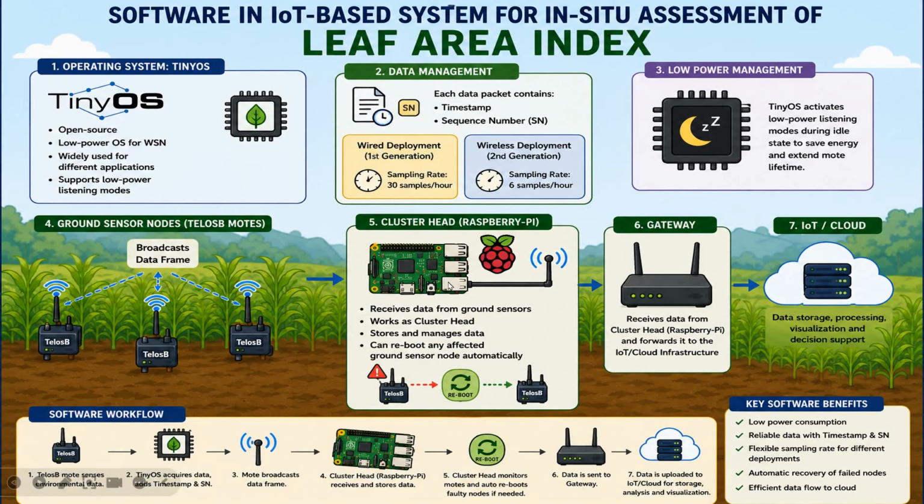After collecting the data, the Raspberry Pi forwards it to a gateway, which then transmits it to the IoT cloud infrastructure. The cloud platform stores, processes, analyzes and visualizes the data, and the farmers and the researchers can then access real-time information for crop monitoring, LAI estimation and decision making. So overall, the software architecture ensures efficient, reliable and energy conscious operation of the smart agricultural monitoring system.